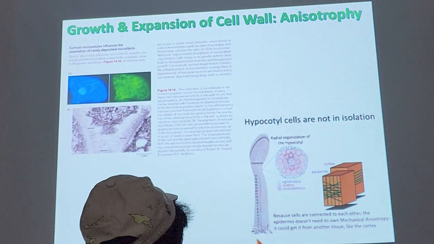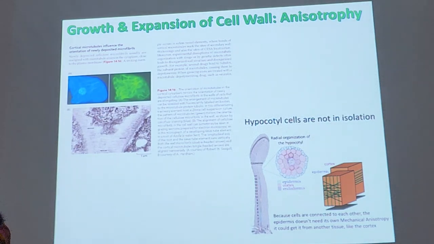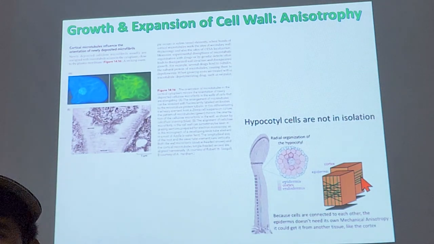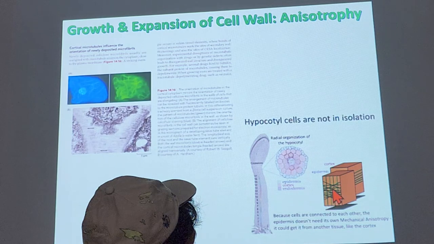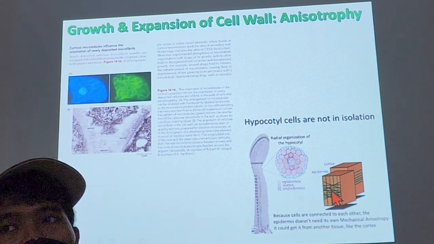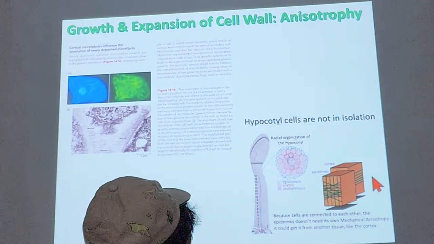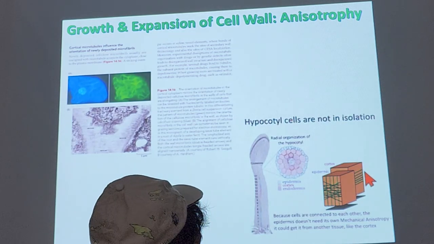The one that gets labeled here is the epidermis cells, but it's actually the cells behind it, the cortex cells. The cortex cells actually exert more power in determining the cellulose arrangement. Okay? So in the epidermis, you can see that some of the microfibrils are still in the form of zigzag. They're not completely transverse arrangement. But the cell behind it, the cortex, is almost 100% transverse, horizontal arrangement.